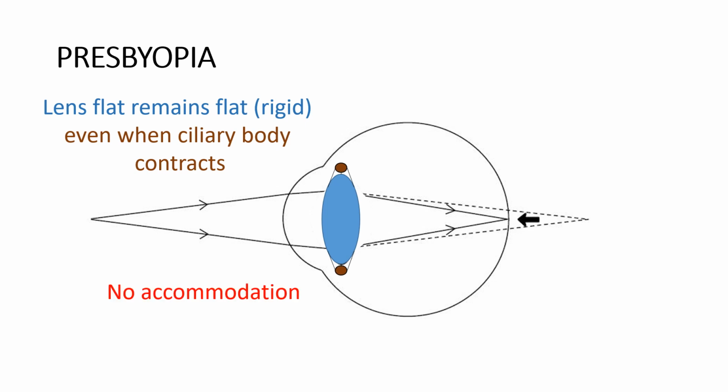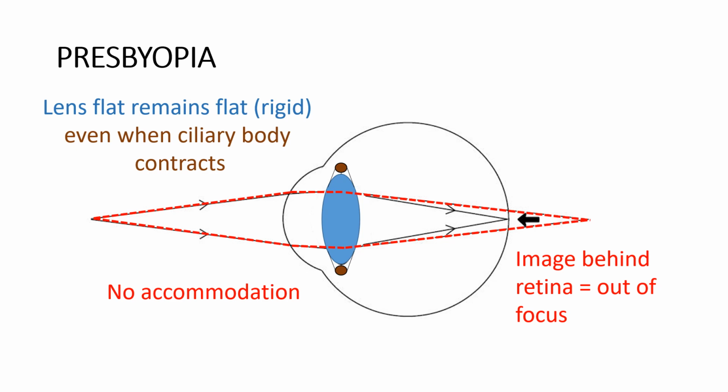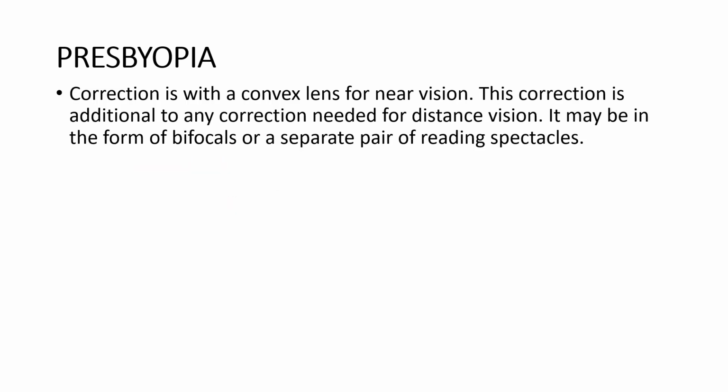So it doesn't assume that round shape, so there's no accommodation, and the image is basically focused behind the retina and is out of focus. So correction of presbyopia is with a convex lens to correct near vision.